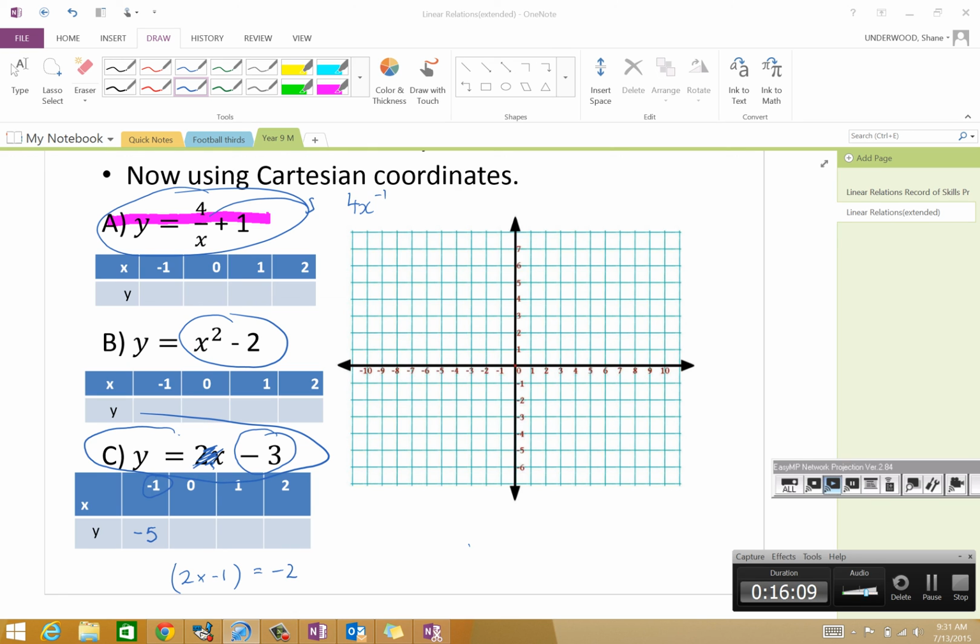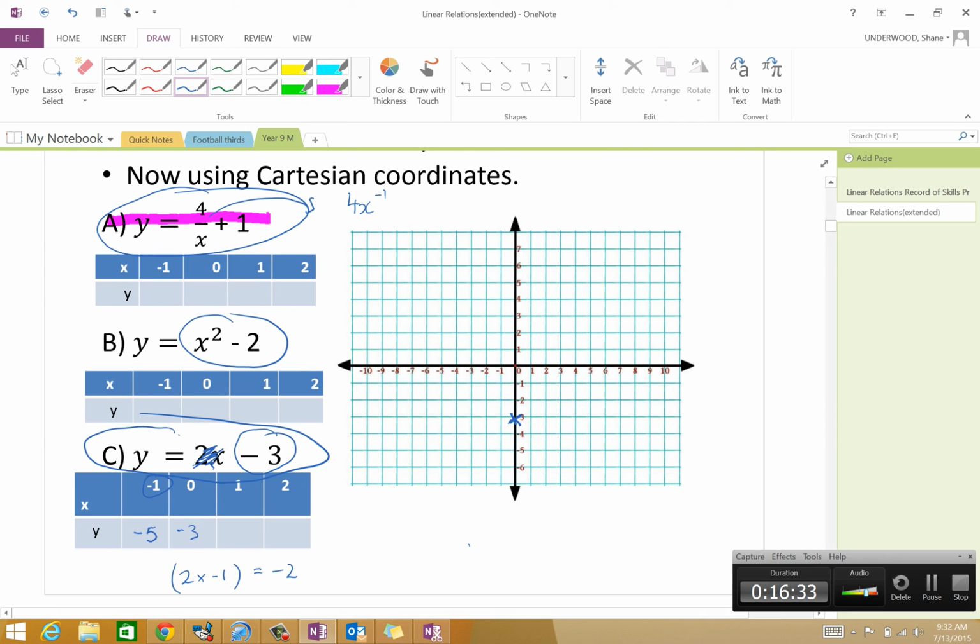All right. Now, what's the constant of this expression? -3. So guess where the y-intercept is? -3. Now, when x equals 0, y equals -3. When x equals 1, 2 times 1 is 2, minus 3 is -1, isn't it?